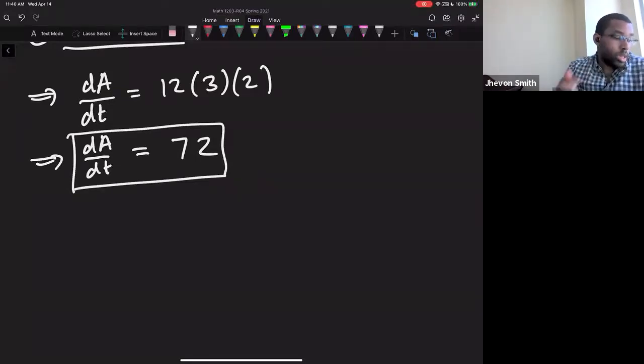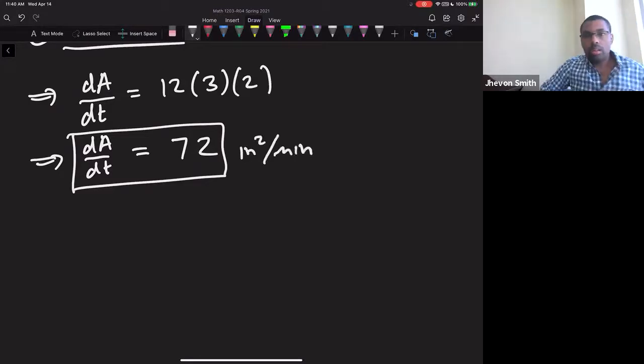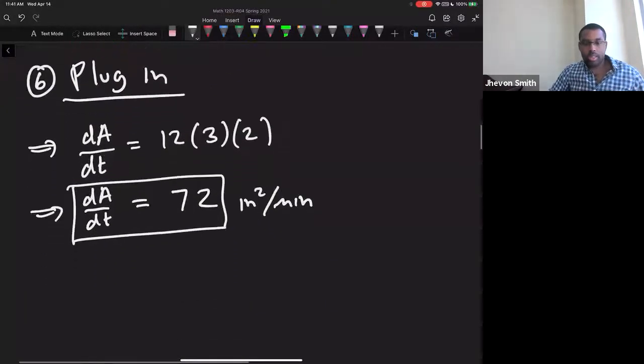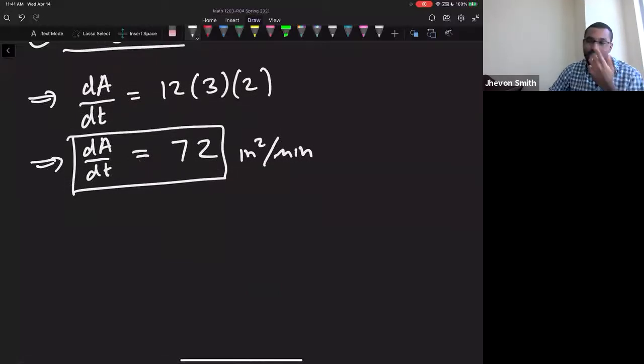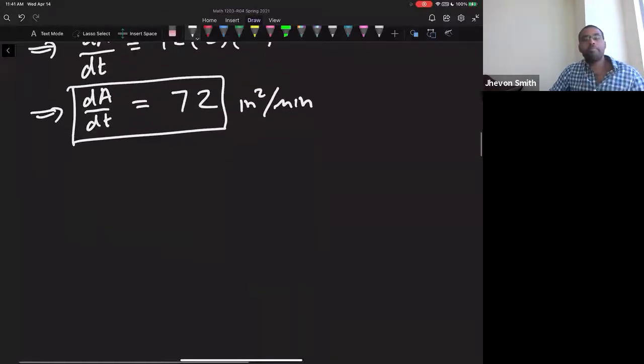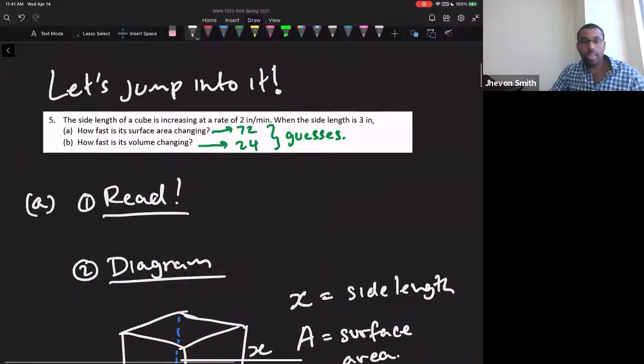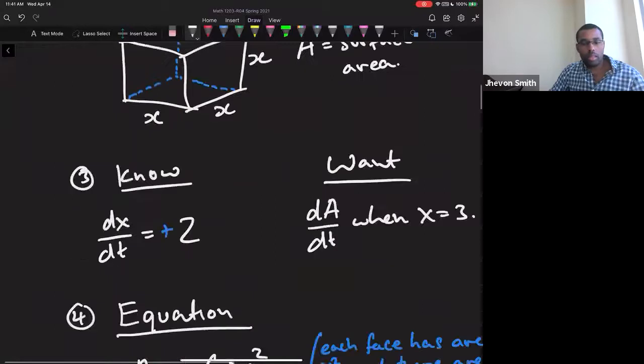And this would be inch squared per minute. Although, like I said, I don't particularly care if you guys get the units or not. If this was a physics or a chemistry class, I would care, but I don't particularly. Get the number 72, that's what you need to get. So the guess was correct. Let's move on to B.